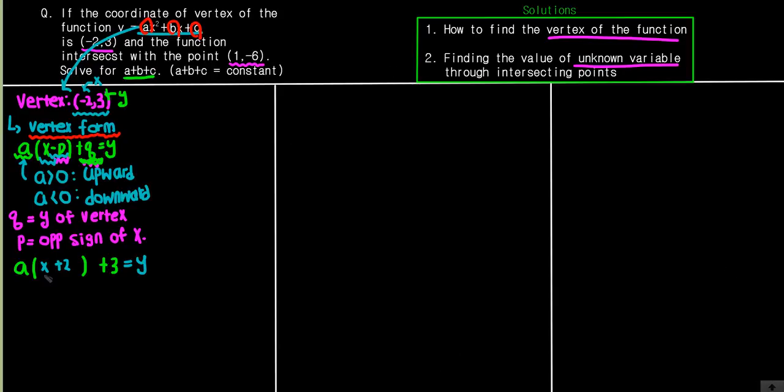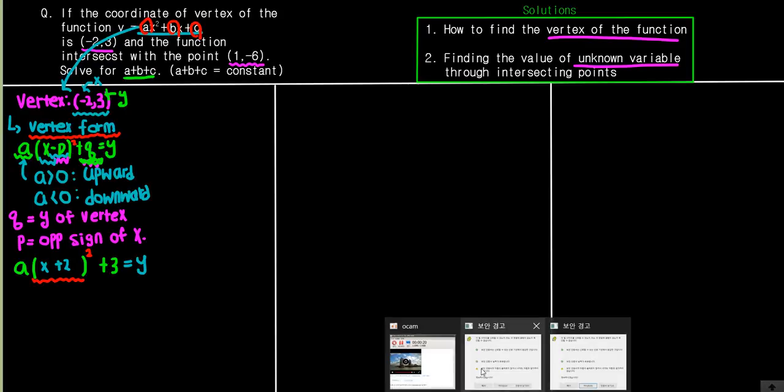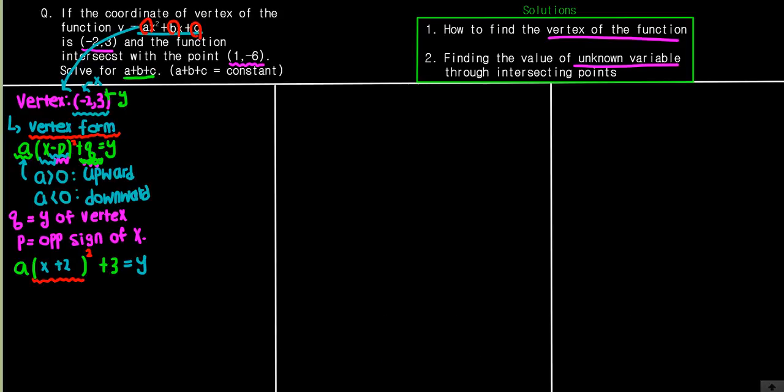But we forgot one thing, that x plus 2 is a part of the perfect square, which means this term should be a squared term. And this is our basic vertex form. And this term should also be squared. And one piece of information from our question is that this vertex form passes through the intersecting point 1, negative 6.